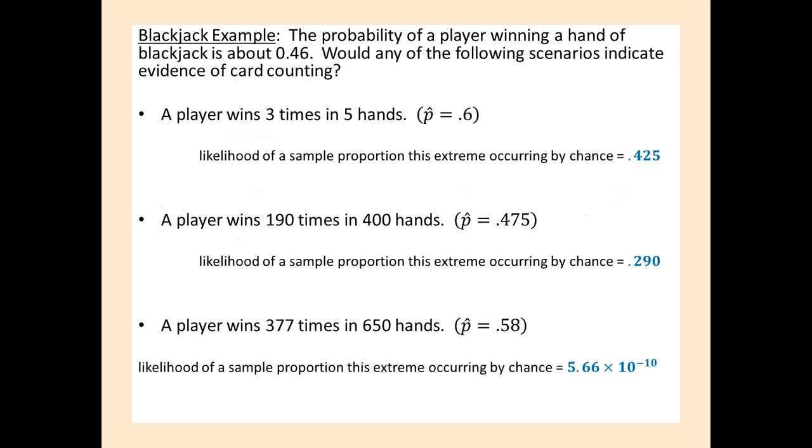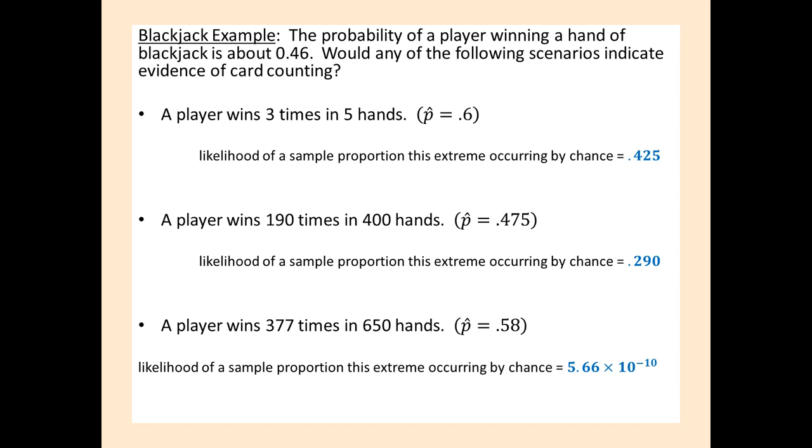So the probability of a player winning a hand of blackjack is about 0.46. Player wins 3 times in 5 hands. Yeah, that p-hat is 0.6, which looks like it's a decent amount bigger than 0.46, but the sample size is only 5. So you think, sure, that's going to happen pretty regularly. And it does. The chance of getting a sample proportion of at least 3/5 when you have 5 hands, 42.5%. That's not uncommon. That's going to happen pretty frequently.